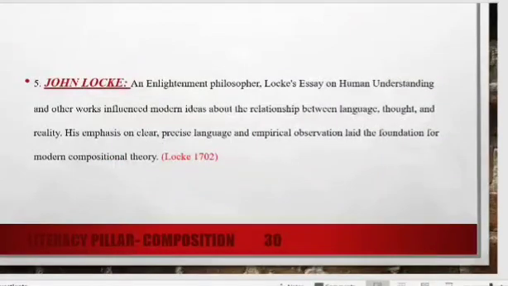John Locke, an Enlightenment philosopher. Locke's Essay Concerning Human Understanding and others' work influenced modern ideas about the relationship between language, thought, and reality. He emphasized clear, precise language and empirical observation, which laid the foundation of modern compositional theory. So he actually deals with theory, Locke 1702. Here we were talking about how language, thought, and reality, in real life experience, could come together to write a composition or to get a composition into a real life something.